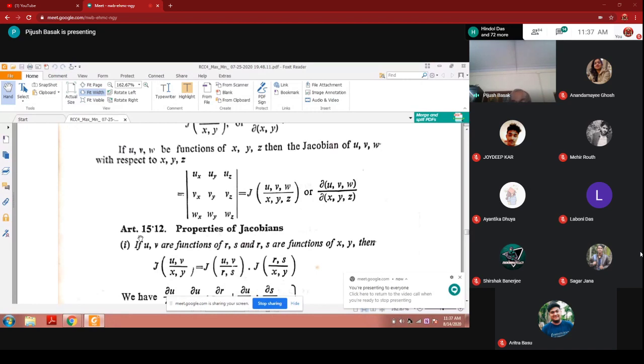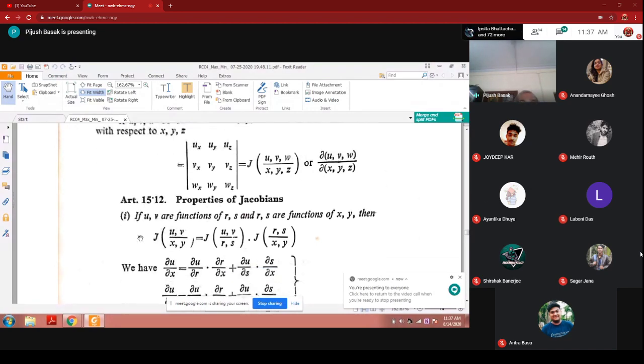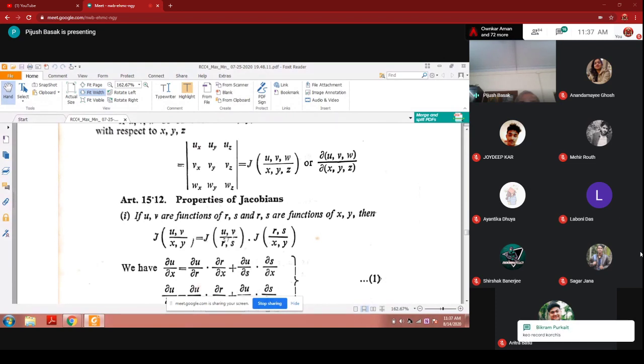This is the definition. There are some properties. If u, v are functions of r, s, and r, s are functions of x, y, then the Jacobian of u, v with respect to x, y will be equal to the Jacobian of u, v with respect to r, s into the Jacobian of r, s with respect to x, y. See the link. u, v are functions of r, s, and r, s are also functions of x, y. If I want the Jacobian of u, v with respect to x, y directly, it will be the multiplication via the intermediate variables, that is, the Jacobian of u, v by r, s into the Jacobian of r, s by x, y.